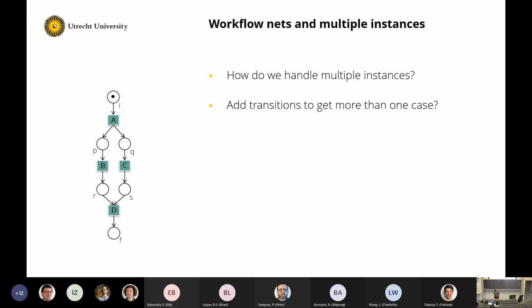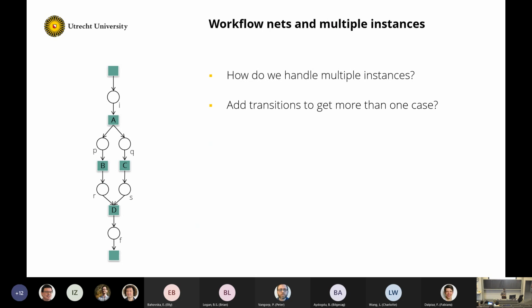Well, a simple thing would be, I just add a transition at the beginning and a transition at the end. So basically, this just says, well, we create a new process instance. And here at the end, we say, well, if we reach the goal, we just remove it again. So that means that this initial token in place I can just be removed. So now I modeled multiple cases at the same time.